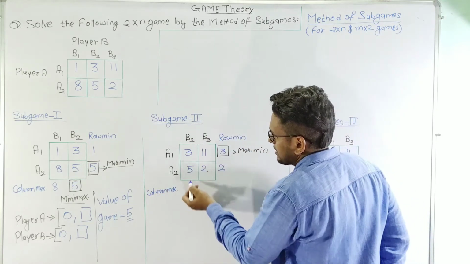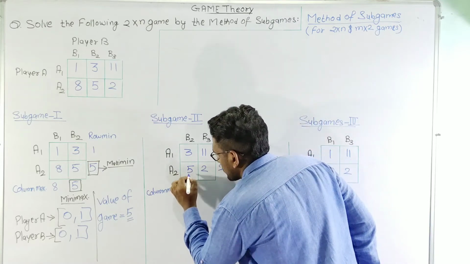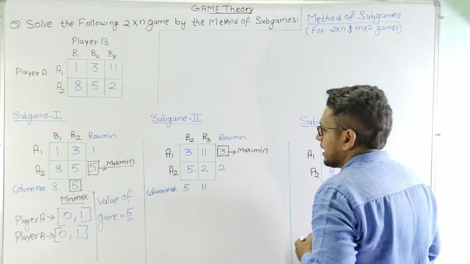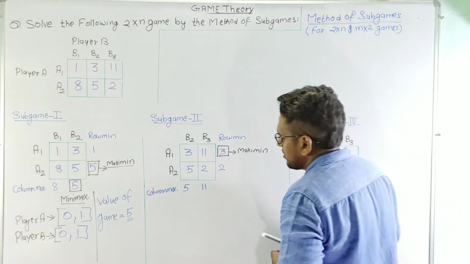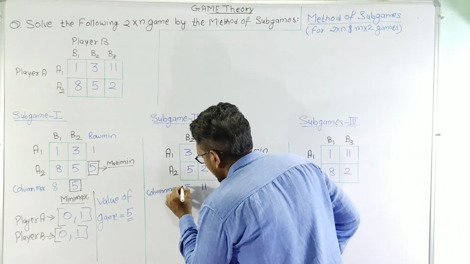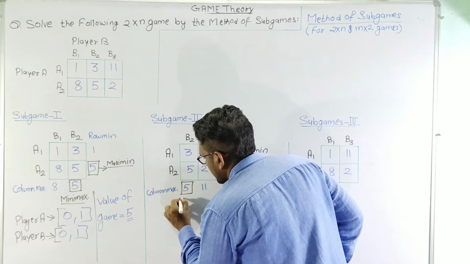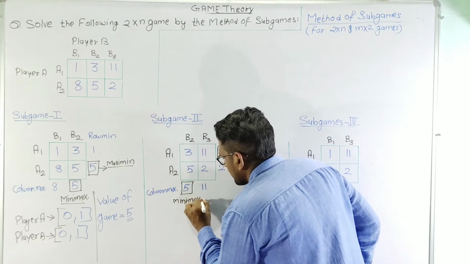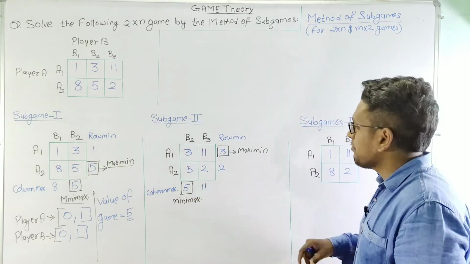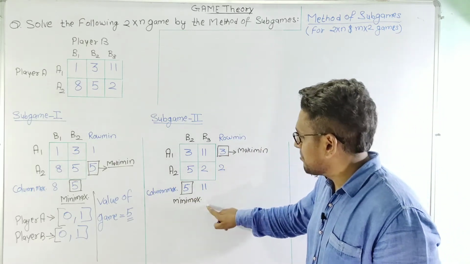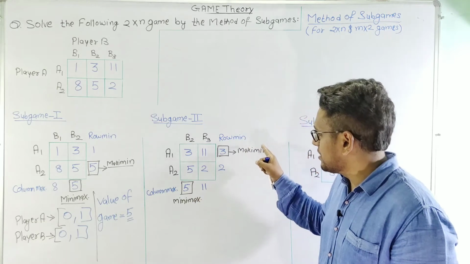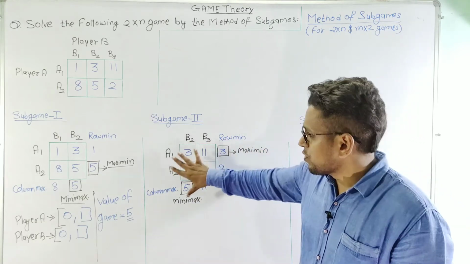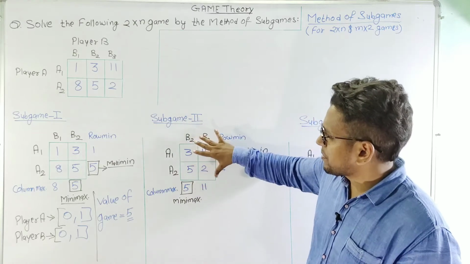Now in this we will select the maximum value in each column. So this will be 5, this will be 11, and among these the minimum value is 5. So this is our minimax value. We can see here that our maximin value is 3 and minimax value is 5. That means these two values are not equal. This suggests that there is no saddle point in this particular sub game.